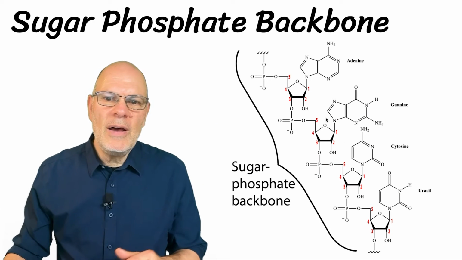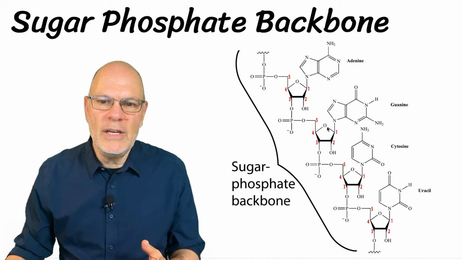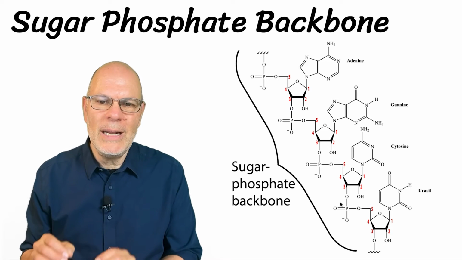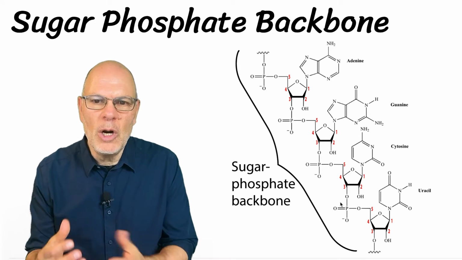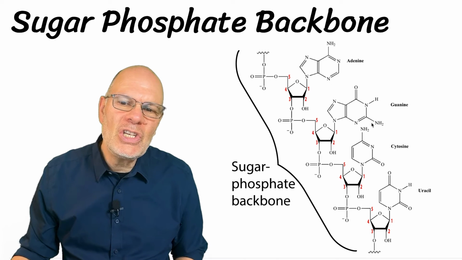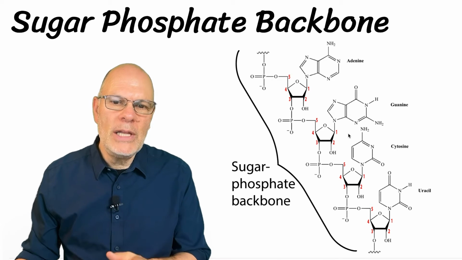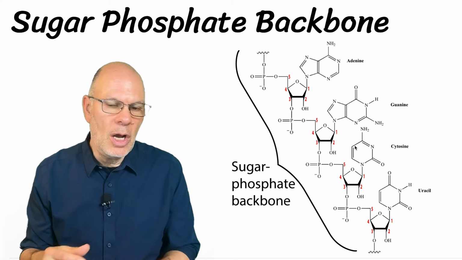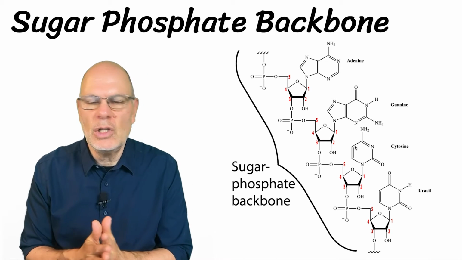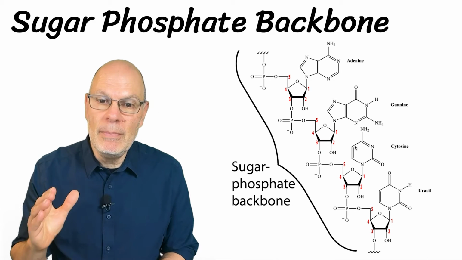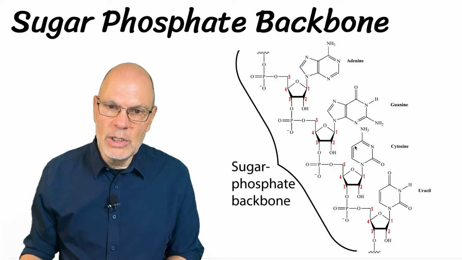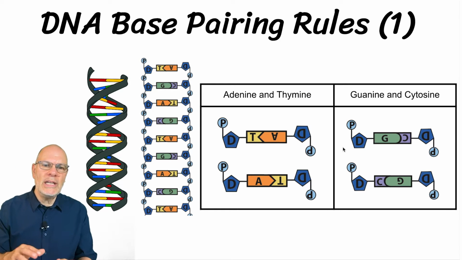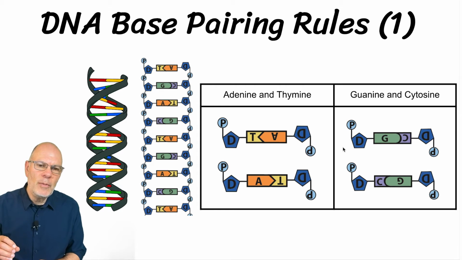Now, because of this ongoing sugar, phosphate, sugar, phosphate, sugar, phosphate, all the nucleic acids have a sugar-phosphate backbone. That's a structural part of these molecules. The information is actually held in the sequence of bases. And these molecules can be tremendously long. RNAs can be thousands of nucleotides long, and DNA in particular can be millions or even hundreds of millions of nucleotides in length.